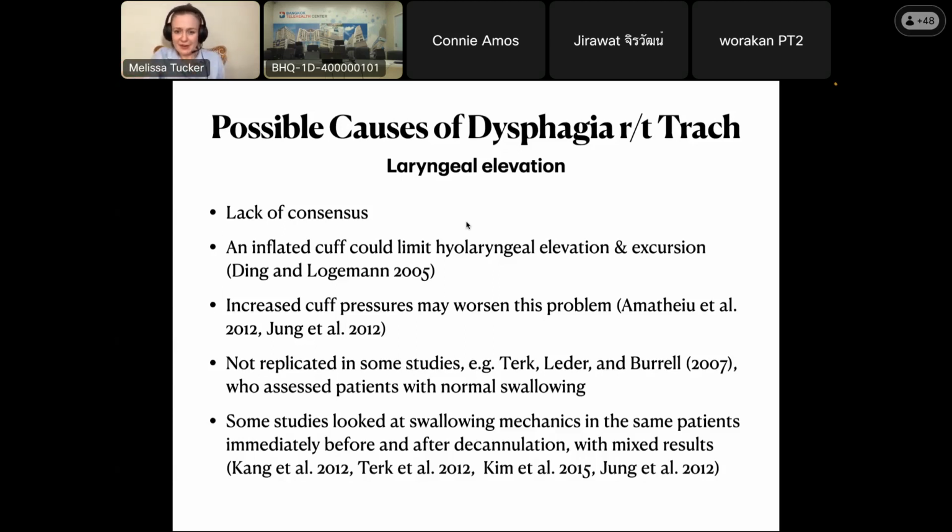There were also some very interesting studies that looked at swallowing mechanics in the same patient immediately before they were decannulated, so before their trach was removed, and immediately after their trach was removed. And those studies found very mixed results. So I feel comfortable saying that we don't know whether a tracheostomy tube limits hyolaryngeal elevation and excursion, but it may in some patients, particularly if those patients require an inflated cuff.